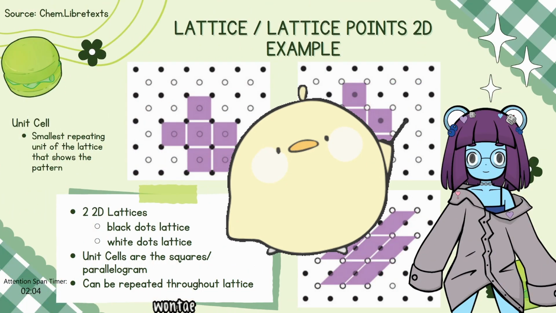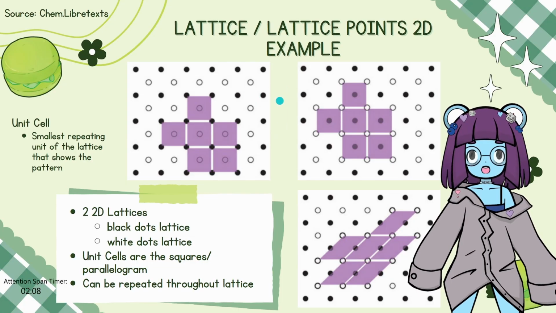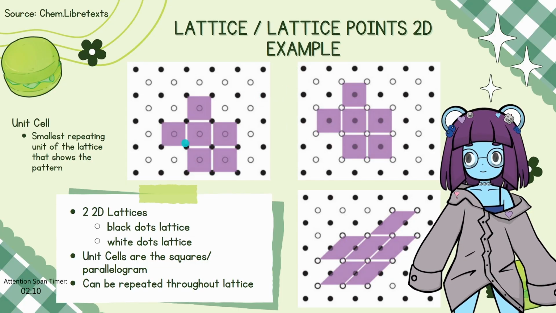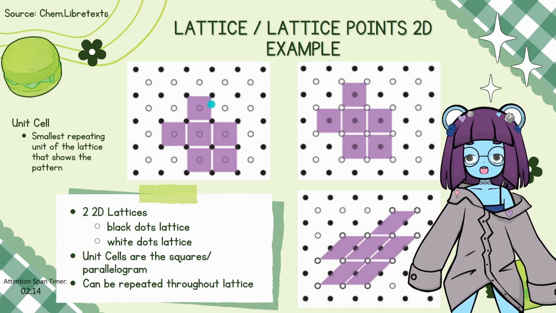If you're still confused, an example might be able to help. So here is a 2D lattice. In fact, there are actually two lattices, one made of black dots and another made of white dots. And the unit cells are the shapes in the lattice. This one here gives one of the unit cells of the black dot lattice.